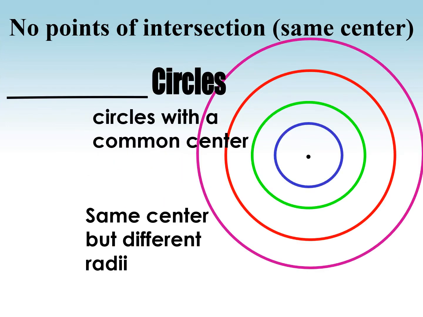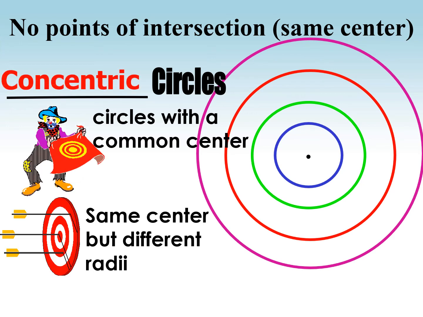So circles with a common center are called concentric circles. Okay, so there are no points of intersection because they have the same center. So concentric circles have the same center but different radii. Radii is the term used when you have more than one radius.